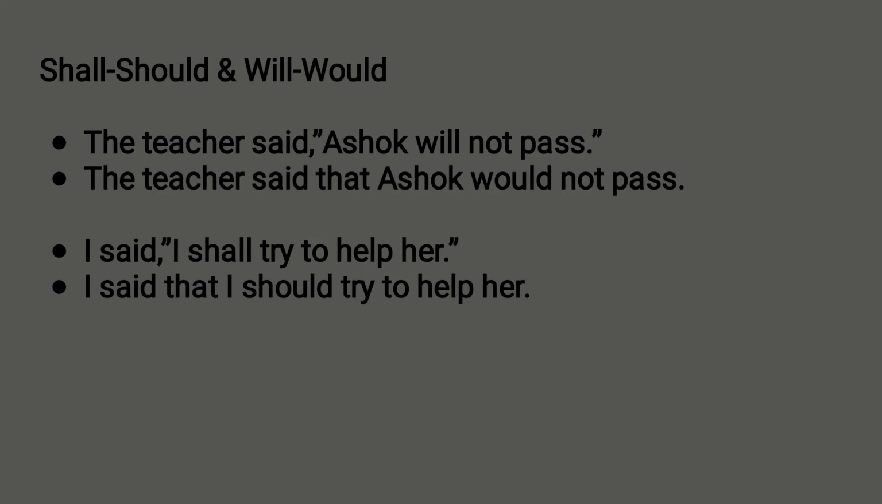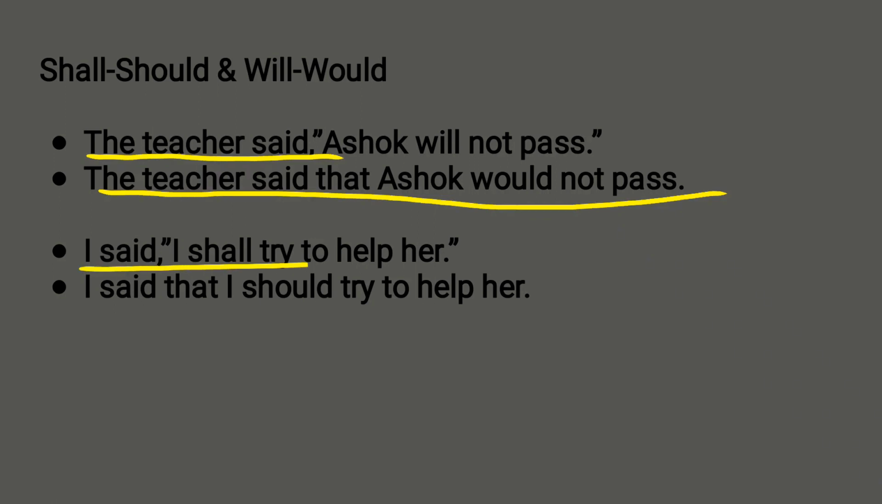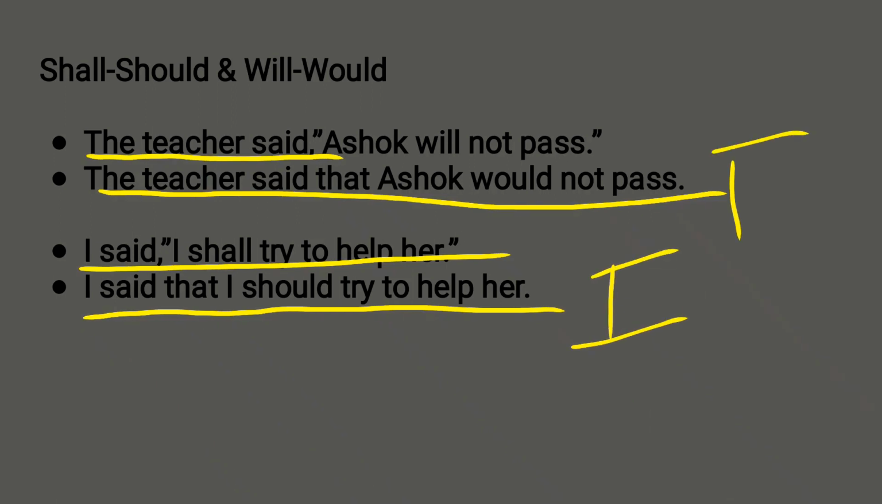Now let's see this. Whenever a sentence has will, the teacher said Ashok will not pass. So there is will in the sentence, so will gets converted into would. The teacher said that Ashok would not pass. So simple. Similarly, if there is shall in the sentence, I said I shall try to help her. So I said that I should try to help her. This is in the indirect speech, this is also in the indirect speech.